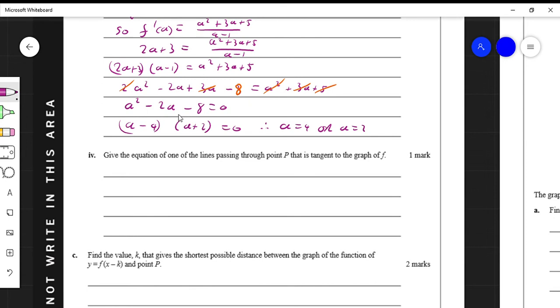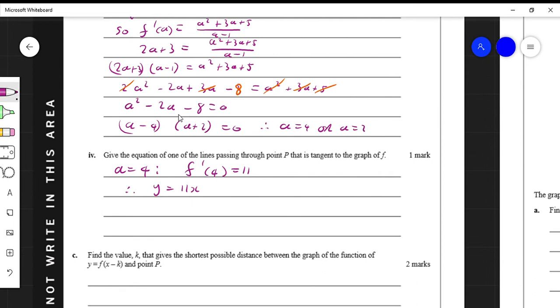So give the equation of one of the lines passing through the point P that's tangent to the graph of f. If you did the last question, this should be fine. So pick one. I'm going to pick a equals 4. You can choose a equals 2. It doesn't actually make a difference. But I'm going to go a equals 4. We take f dash of 4 equals 11, which you can see from 2a plus 3. 8 plus 3 is 11. Therefore, our gradient is 11.